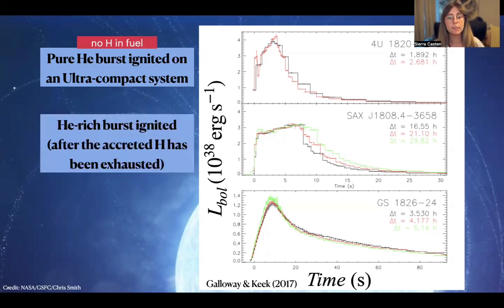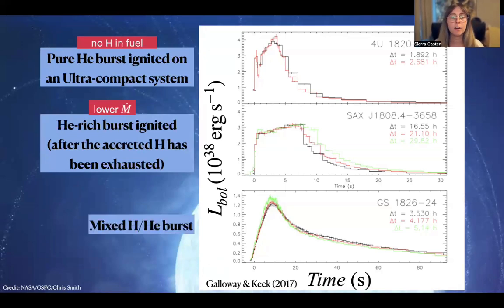In the middle case, it's a helium-rich burst ignited after all the accreted hydrogen has been exhausted. This happens at lower accretion rates because that gives it more time for all of the hydrogen to be exhausted into helium. And lastly, at the bottom, we have a mixed hydrogen-helium burst, which happens at higher accretion rates. This is where all of the hydrogen does not have time to sufficiently burn to helium before the helium ignites, so it burns both of them in the burst.